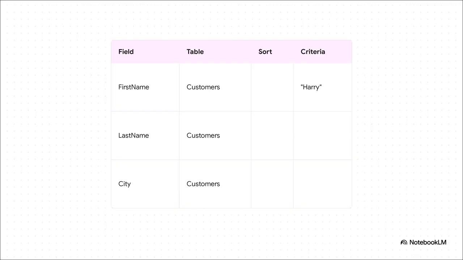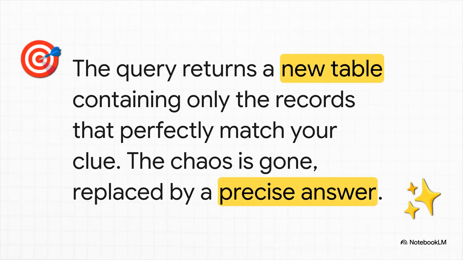Think of it like this. A query is like a search warrant for your data. You tell it which table to look in, in this case, customers, and then you give it a clue. Under criteria for the first name field, we're basically telling the database, go find me everyone whose first name is exactly Harry. And just like that, the database becomes your own personal research assistant. It scans every single record in that customer's table and comes back with a brand new, temporary table that contains only the records that perfectly match your clue. In this case, every customer named Harry, along with their last name and their city. All that chaos is gone, and it's replaced with one precise answer.